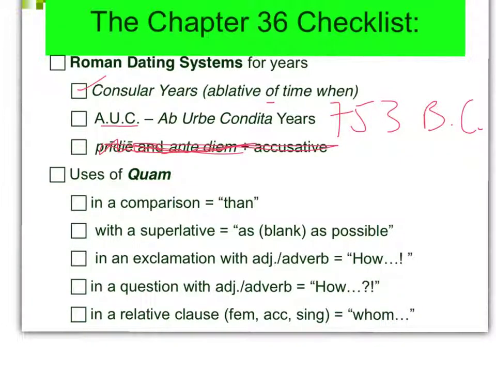And lastly, the use of quam. Quam in comparison means than, and with a superlative it means as much as possible. In exclamation with an adjective or adverb it means how, like how wonderful to see you. In a question, it means how, like how beautiful was that rose you smelled. And in a relative clause, it's the feminine accusative singular whom, referring back to a feminine singular noun.